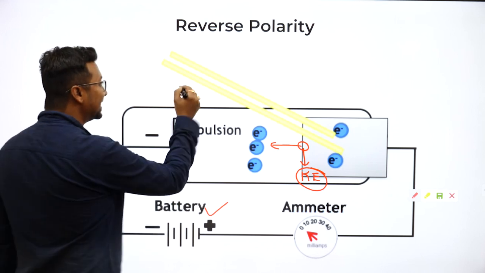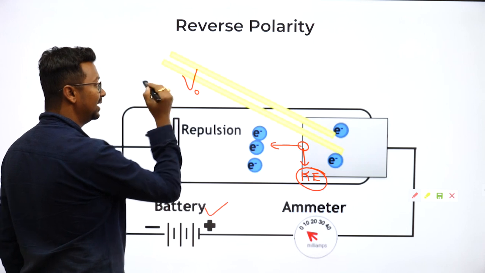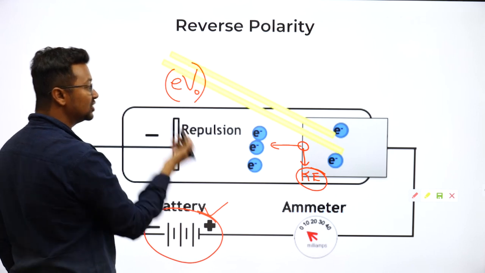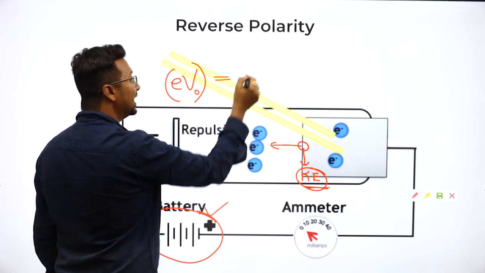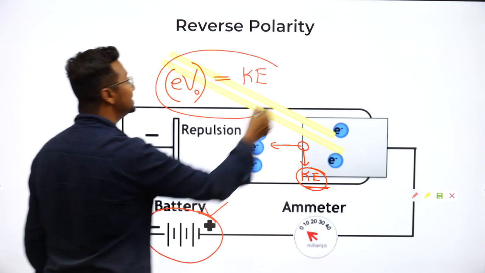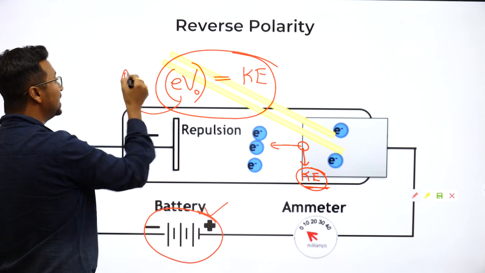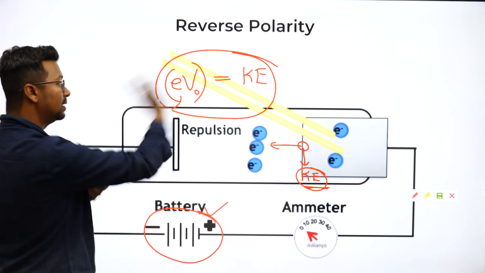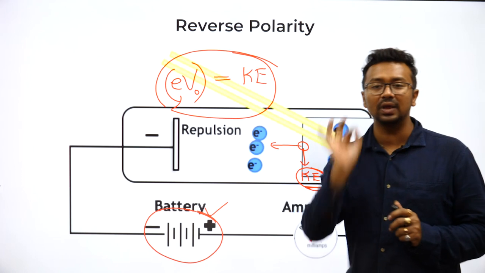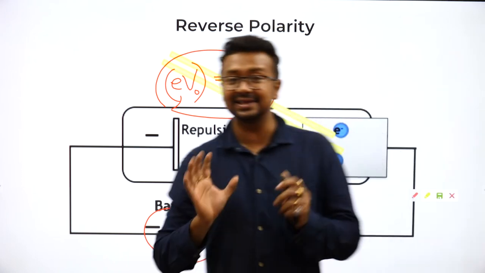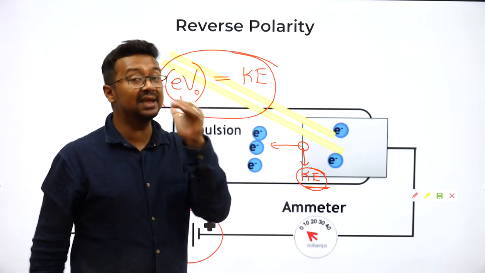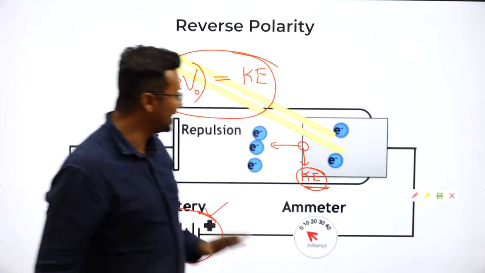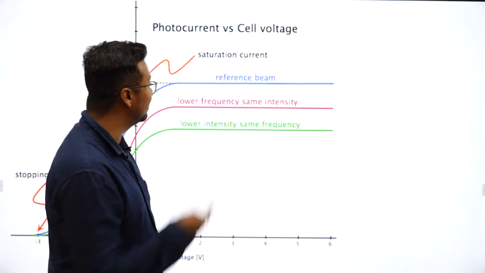Let's say at that time the external voltage is V naught. So this voltage came out to be V naught. eV naught is the total potential energy, so all this kinetic energy will get converted into potential energy. So this is the basic concept. And friends, we also say that the kinetic energy is equal to e times the stopping potential, which is able to stop even the electron with the highest kinetic energy. Fine guys, let us move ahead.